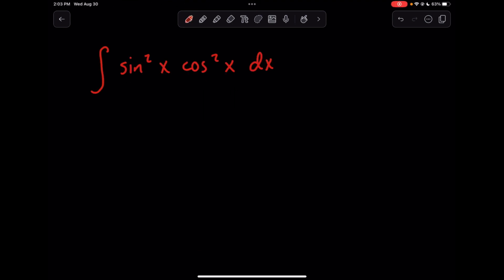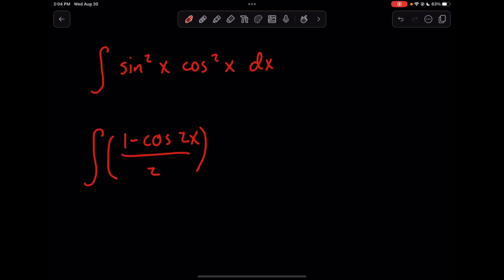Alright, so in this last example here, I'm going to integrate sine squared x times cosine squared x dx. Notice that this time both sine and cosine have an even power. They're both squared. So this time I'm going to use the power reduction identity formula. So sine squared will become 1 minus cosine 2x over 2. And cosine squared will become 1 plus cosine 2x over 2.